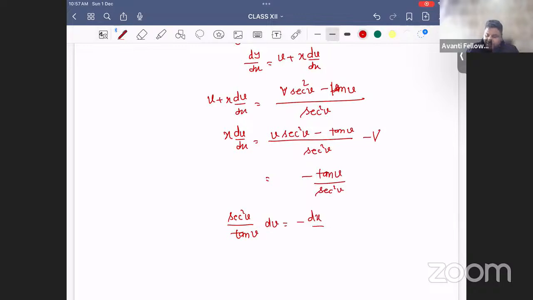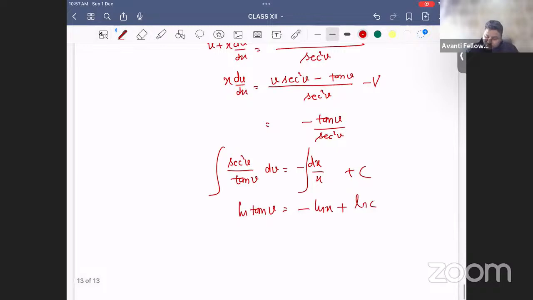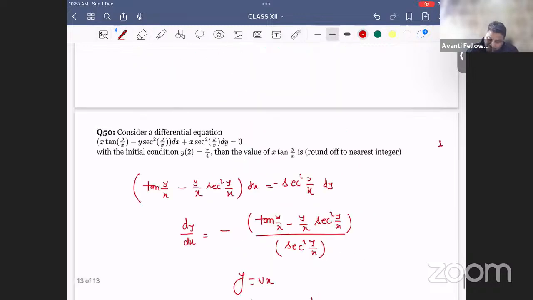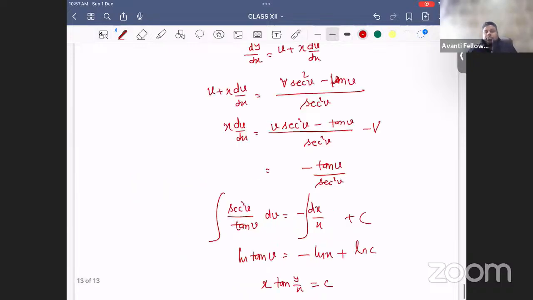Now integrate both sides and you will get your answer. Left side integration is what? Ln tan v is minus of ln x. Take constant as ln c. So that means x tan v, that is x tan y by x, is some constant. Now substitute the value given to you as x equals to 2, y is pi by 4, you get c and you get your answer.